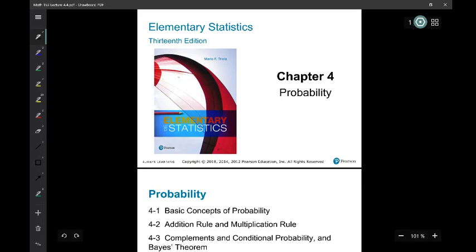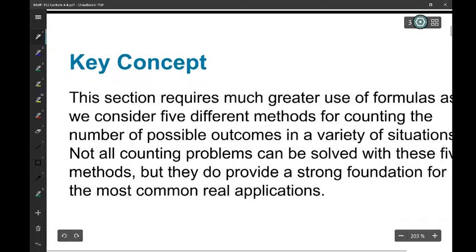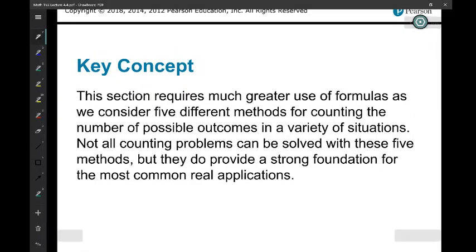And this will be our last lecture for Chapter 4, where we talk about counting rules, 4.4. Key concept: this section requires much greater use of formulas as we consider 5 different methods for counting the number of possible outcomes in a variety of situations. Now, not all counting problems can be solved with these 5 methods, but they do provide a strong foundation for the most common real applications.